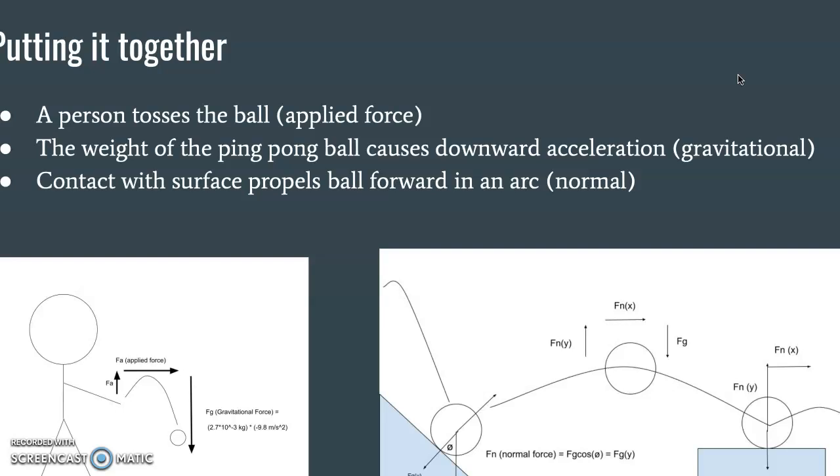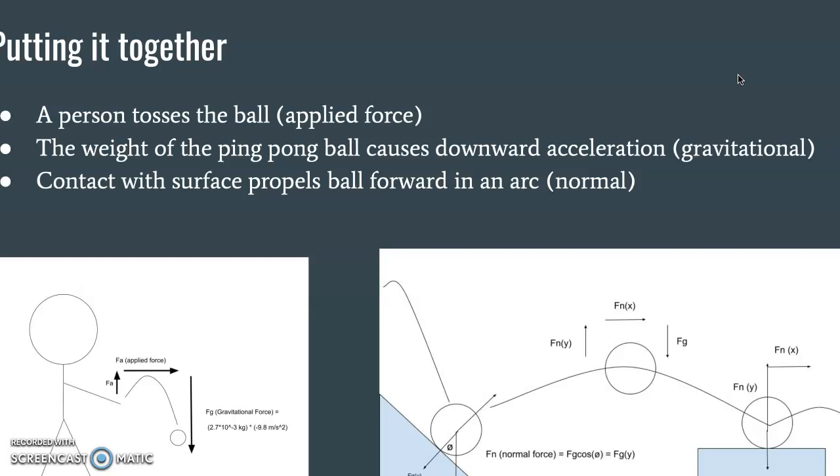Anyways, as you saw in the video, it starts with the person tossing the ping pong ball in the air, which is the applied force in this situation. This applied force has both an x and a y component, which represents the horizontal and vertical vectors respectively of the overall force. Since gravity is actively affecting the ball, it descends at an increasing velocity.